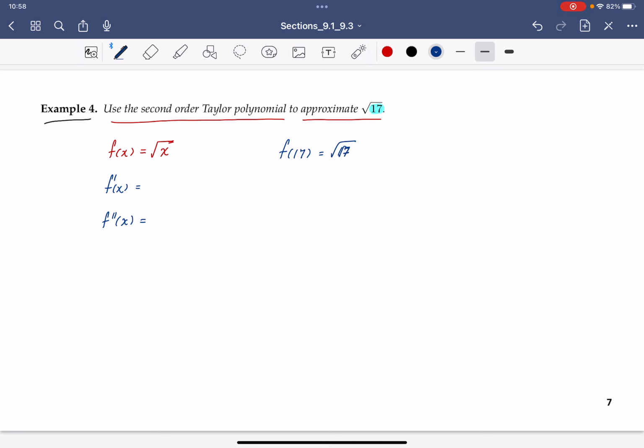So what should we do? 16 plus 1, right? So x minus 1, maybe.